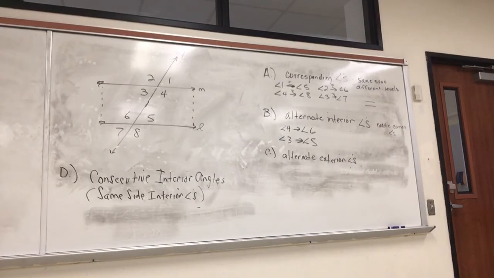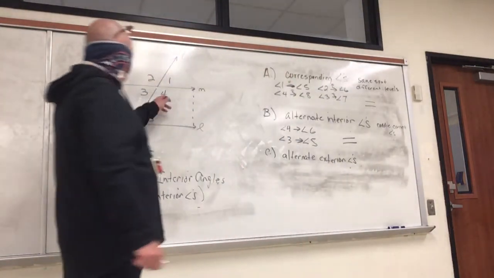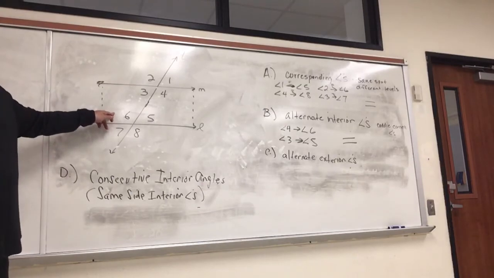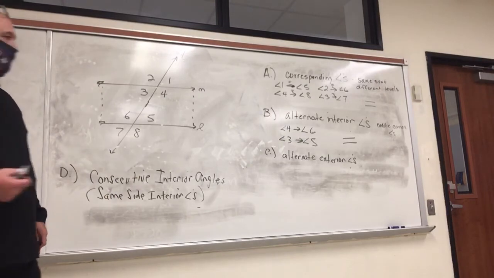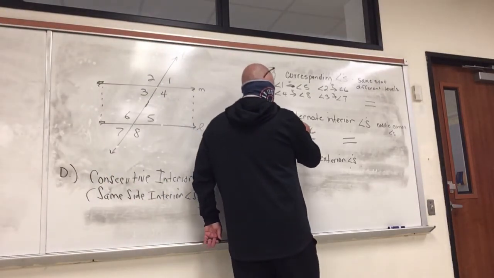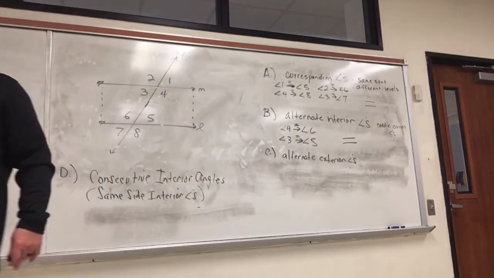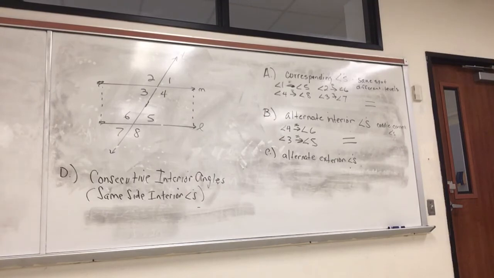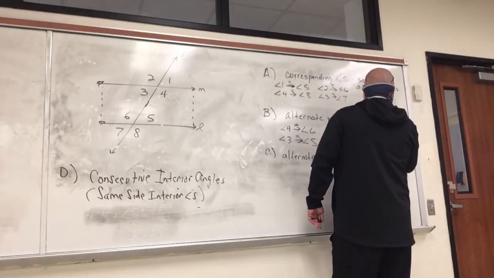And what you need to know about alternate interior angles, guess what? They're equal also. So angle 4 and angle 6 are the same measure. Angle 3 and angle 5 are the same measure. So I can also say that angle 4 is equal to angle 6 and angle 3 is equal to angle 5. Interior.